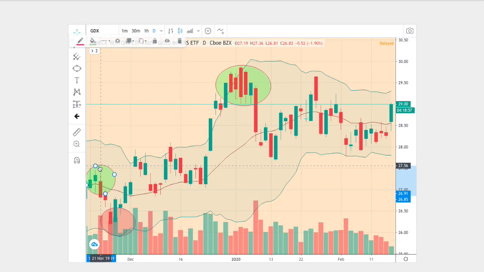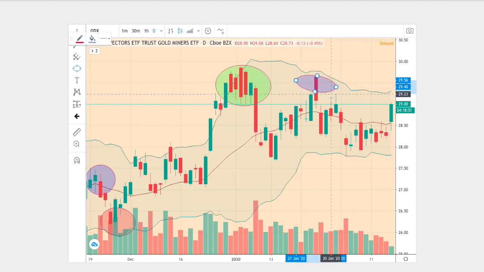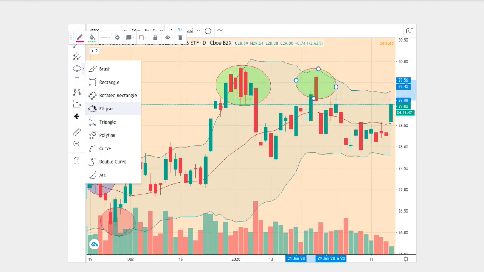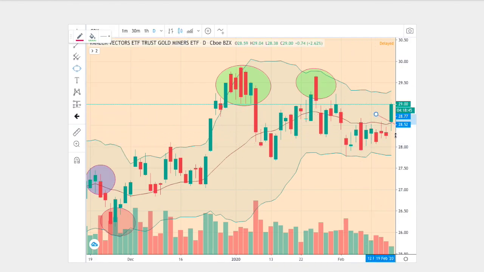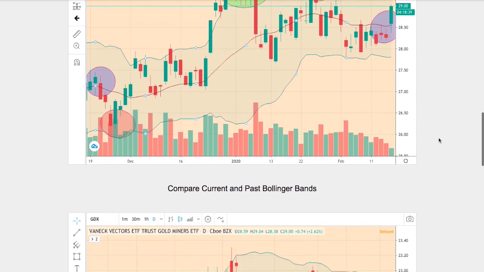Let's just mark this at the middle Bollinger Band. And then we see it once more, attempting to touch the upper Bollinger Band. And then we slightly revert back to the mean, to where we are currently at. So we have those points there.